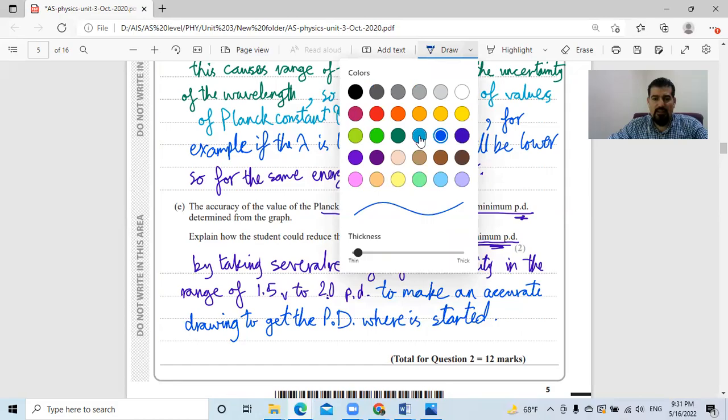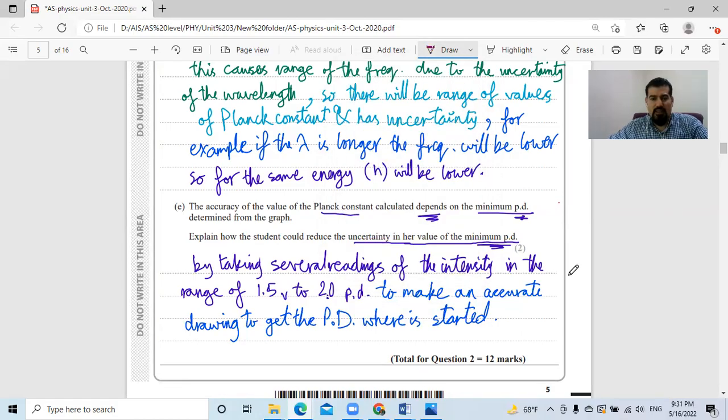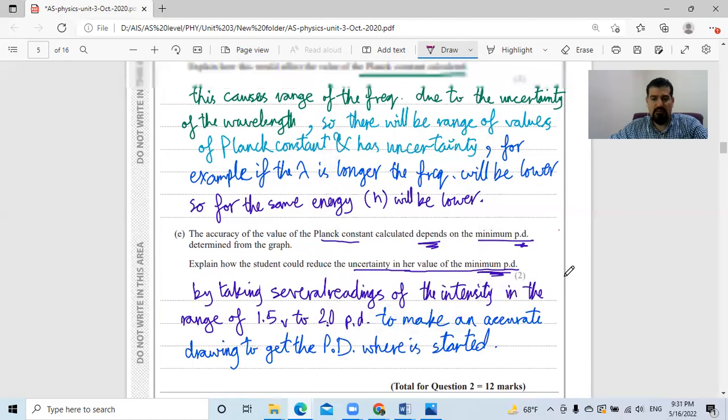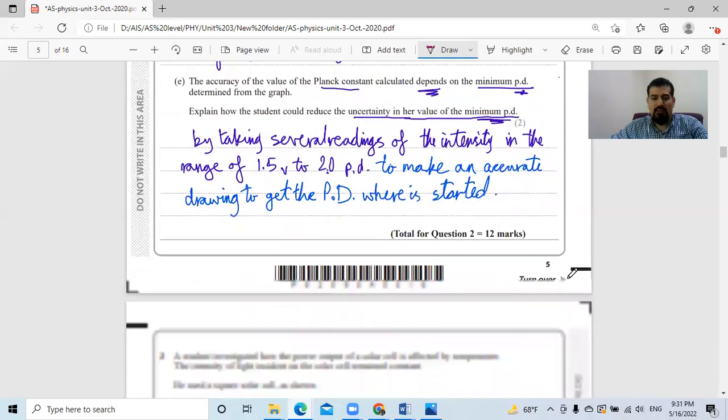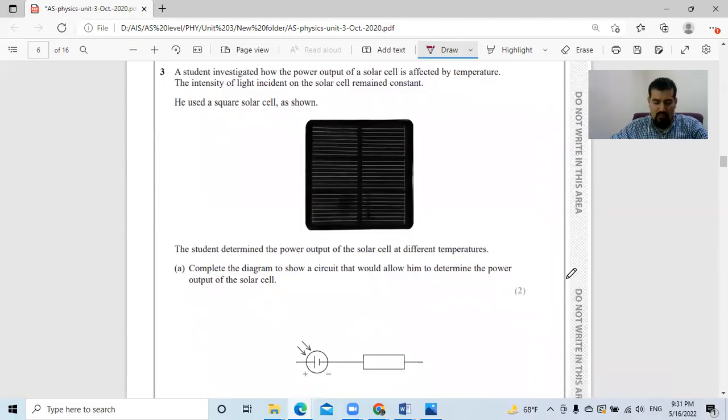Another suggested answer. Is it clear? You can take a screenshot if you want. Next, question number 3. You can see that we only have few questions, and most of the students finish the whole exam in approximately an hour or 1 hour and 5 minutes, something like this.